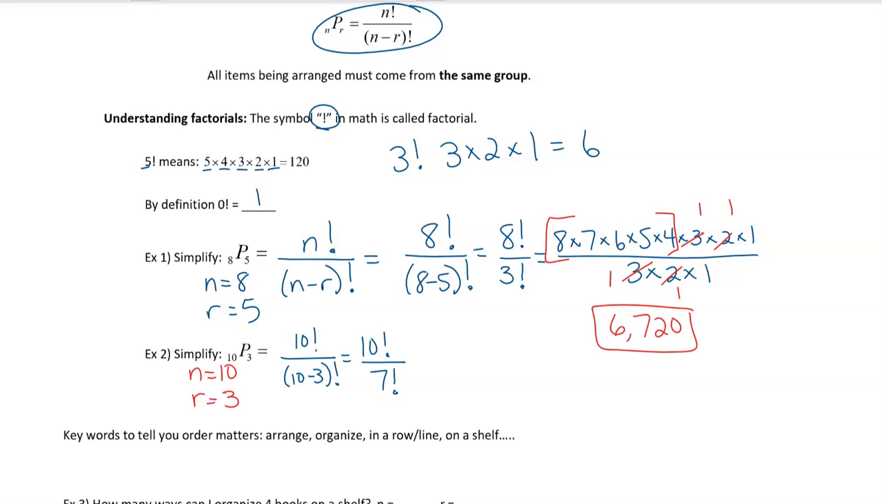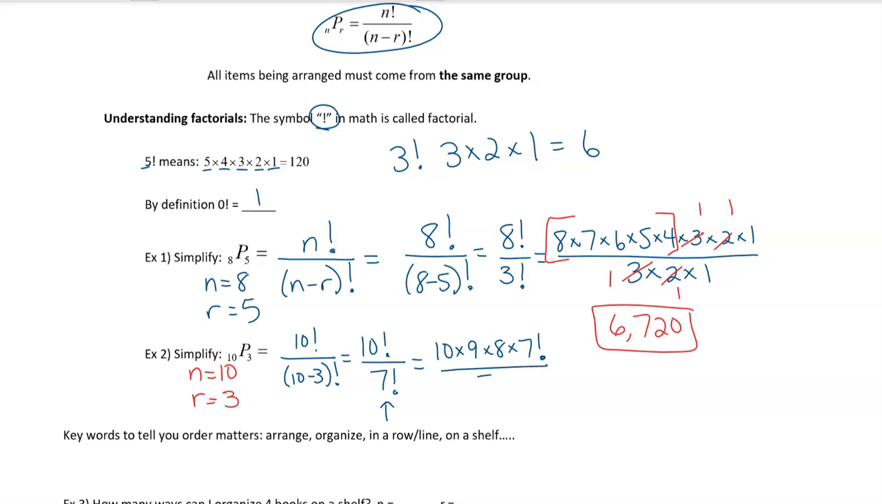Now you can see that it would get tedious to write out 10 times 9 times 8 times 7 times 6 times 5 times 4 and so on. So what I do, when I have a 7 on the bottom and a 10 on the top, is start with 10 and count down: 10 times 9 times 8 times 7, until I get to the number that's identical to the number on the bottom. And I'm just going to stop and say 7 factorial, because I know 7 factorial is 7 times 6 times 5 times 4 times 3 times 2 times 1, so it takes care of all of that.